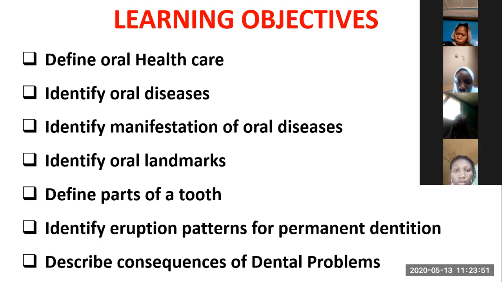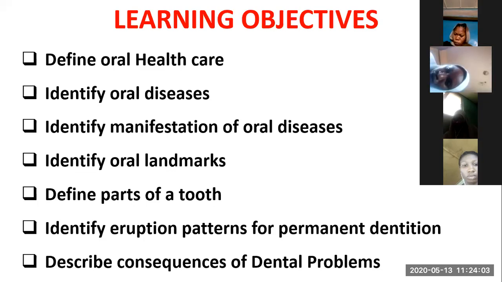identify oral diseases, identify different manifestations. That is different manifestation as in when you open the mouth of a patient, what do you see there and what does it imply to you? Identify oral landmarks. What are the different features in the mouth of a human being, your patient? What are the landmarks? How do you identify them? How do you know it is healthy or it's not healthy?